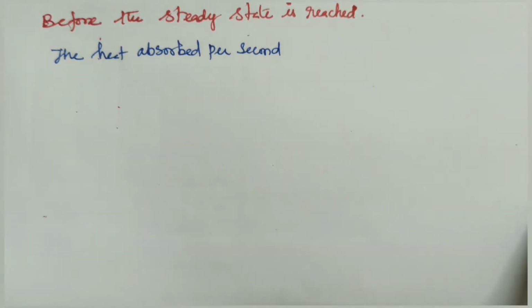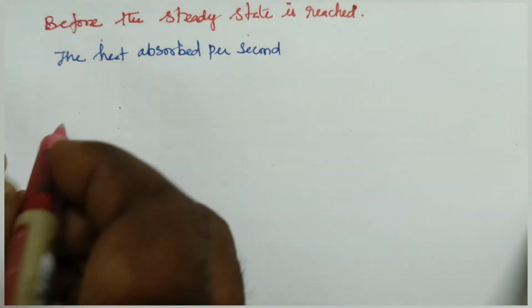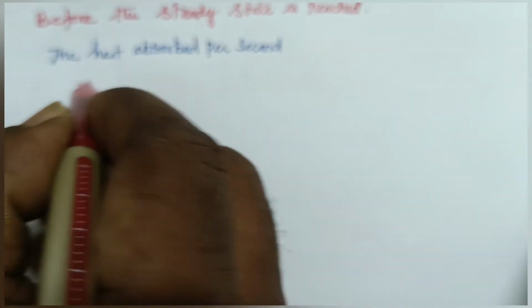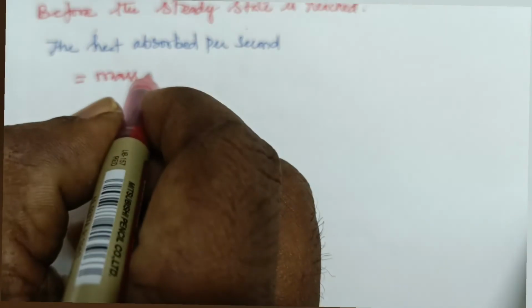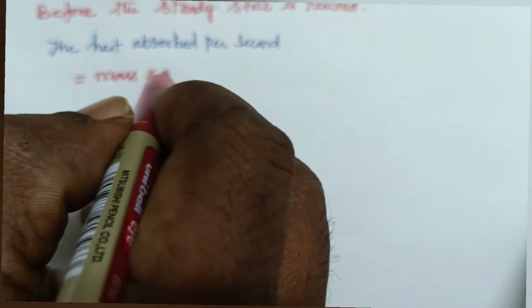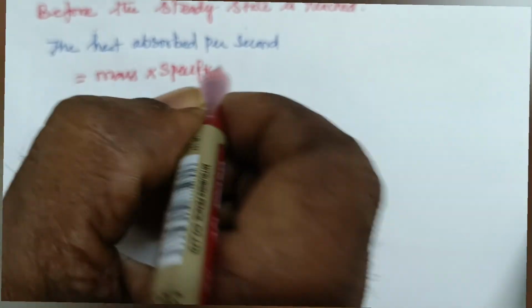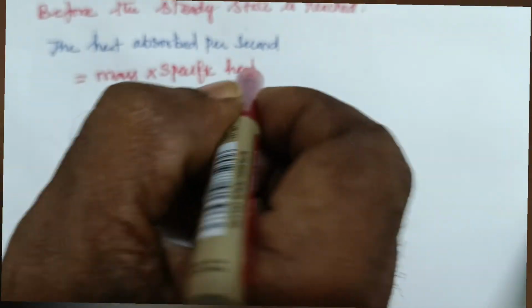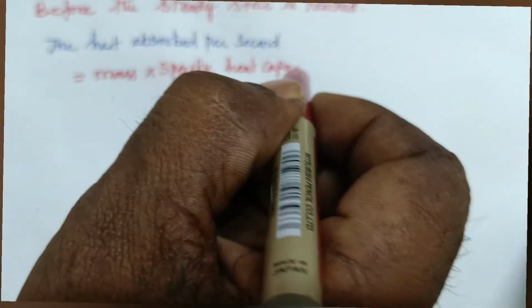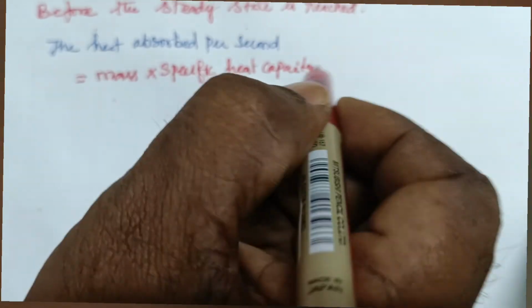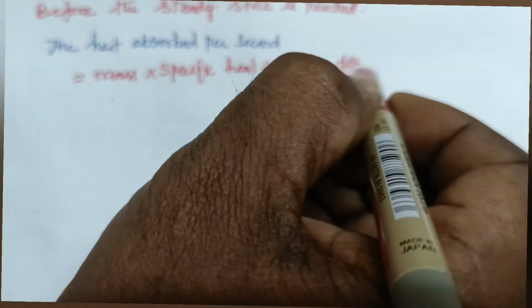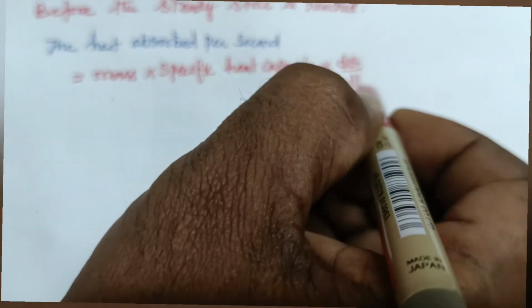That is, அது என்னென்ன parameters எல்லாம் இருக்குது, எவ்வளோ absorb பண்ணியிருக்கோம் அப்படின்றது பார்க்கணும்னா, mass into specific heat capacity into change in temperature with respect to time. So d theta by dt.